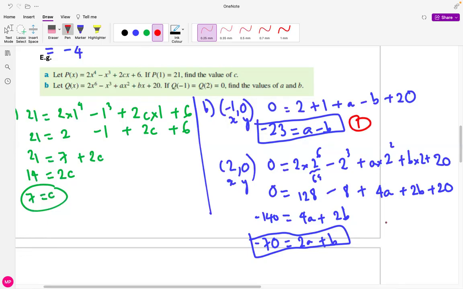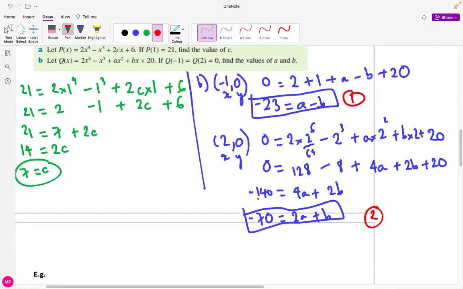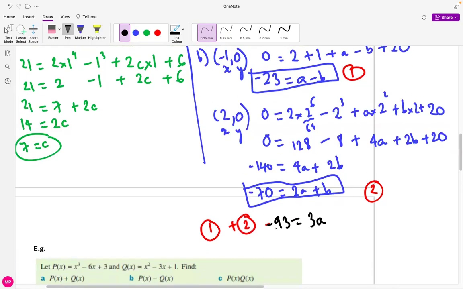So if you look at this, b brings the negative, b brings the positive. So if I add them together, the b will disappear. So if I do equation 1 plus equation 2, -23 minus 70 will give me -93. -93 equal a plus 2a is 3a. -93 divided by 3 is -31. So a equal -31. Okay.